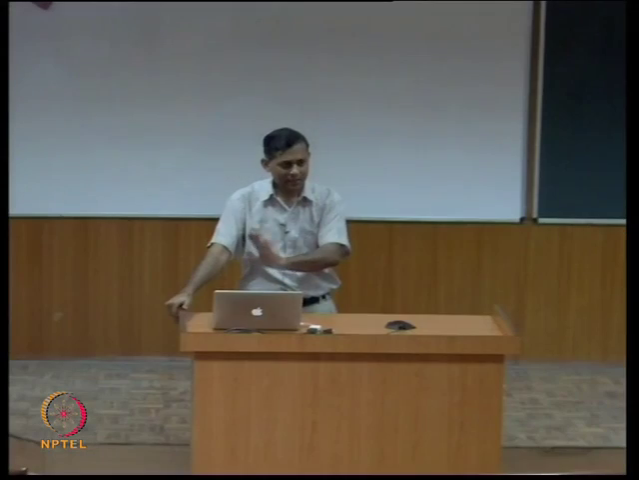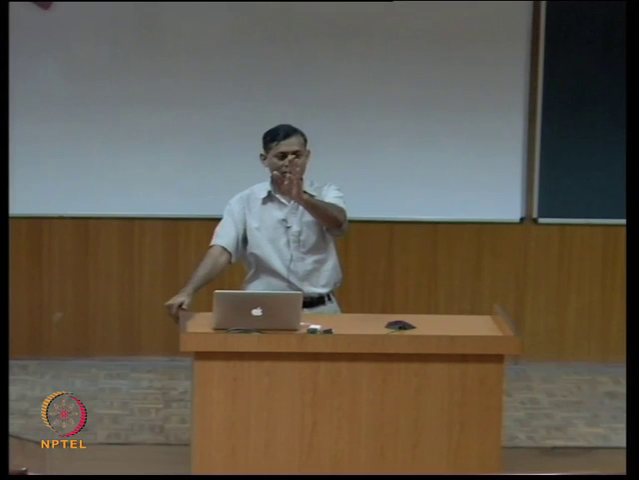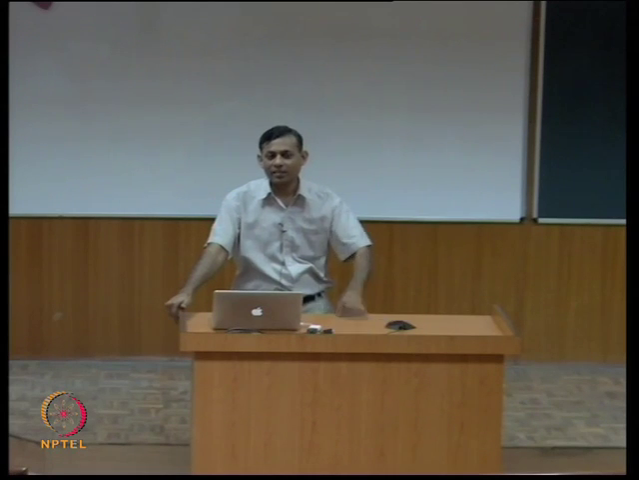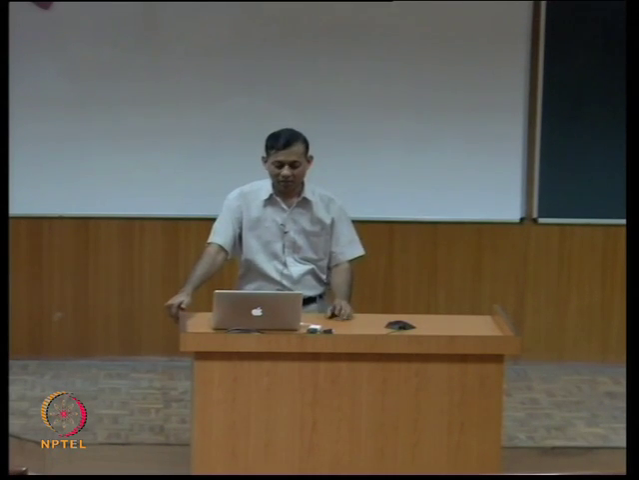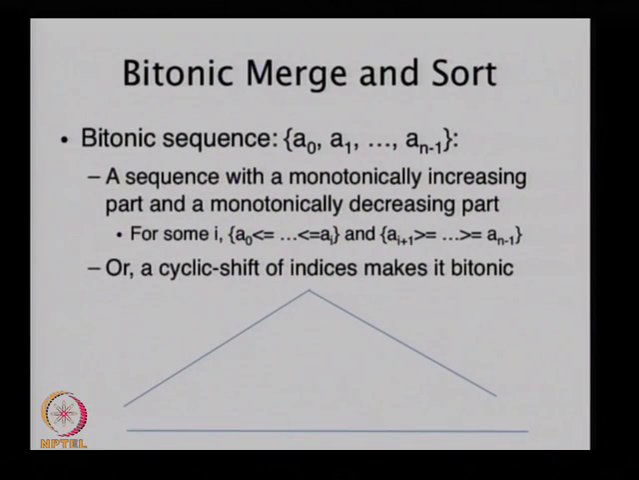For the time being, let's just consider pure two tones where it increases from zero all the way to somewhere, and in fact in our case we'll even take a more limited kind of bitonic sequence, that it increases to n by 2 and then decreases. So I've got one such bitonic sequence and I want to sort it. Can you do better than just starting off from scratch? Merge.